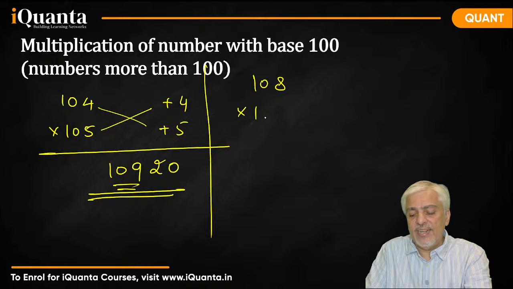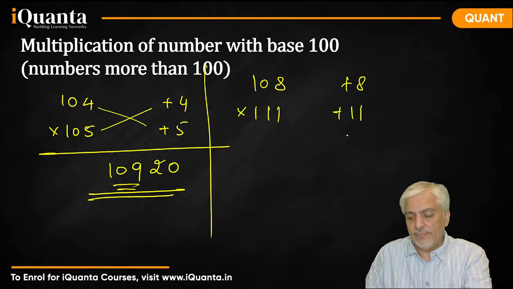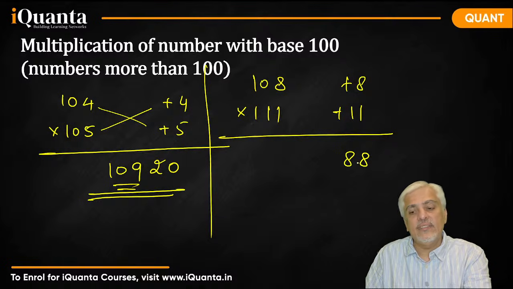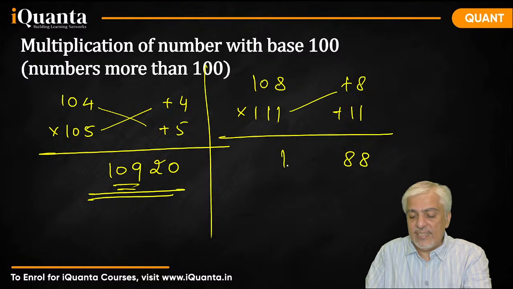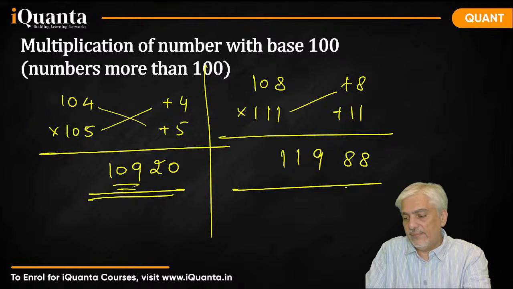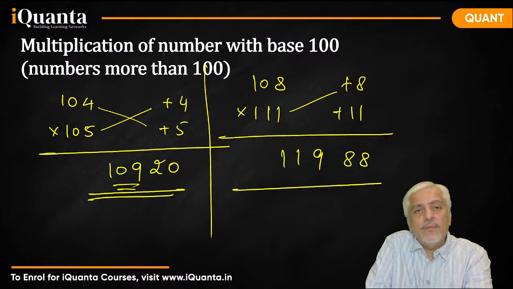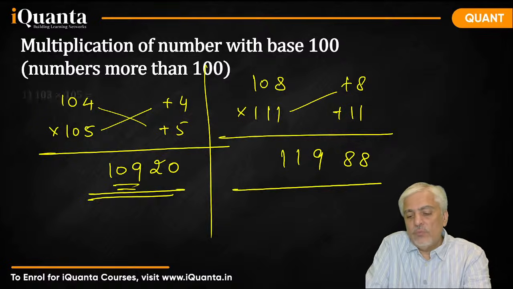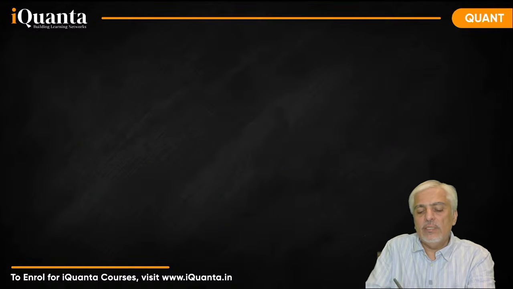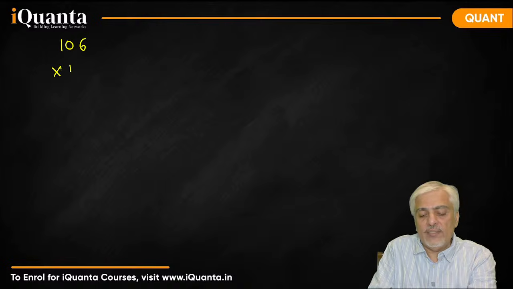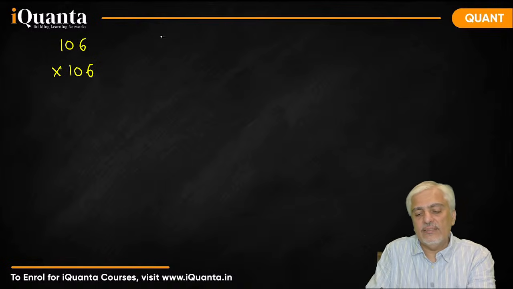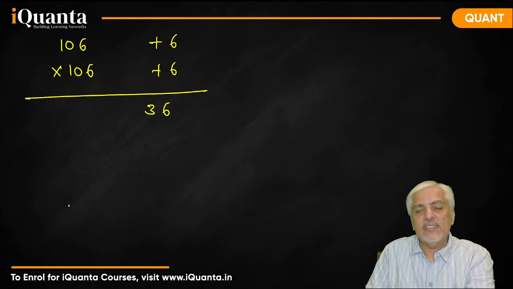108 into 111. Plus 8, plus 11. 11 8s are 88. 111 plus 8, 119. Right? We can use it for squares also. 106 into 106. Plus 6, plus 6, 36. 106 plus 6, 112.